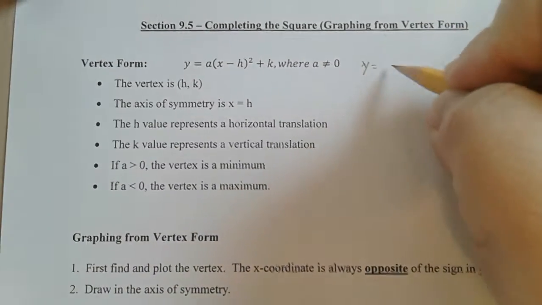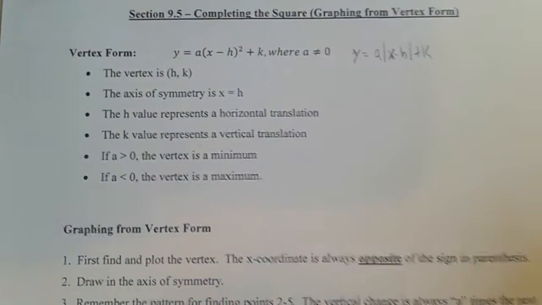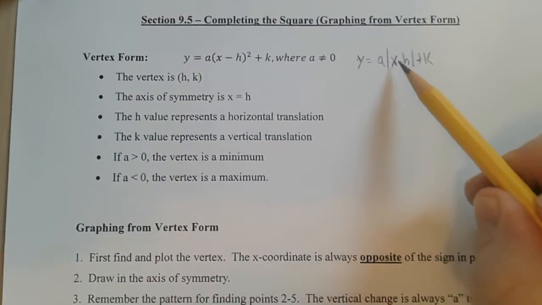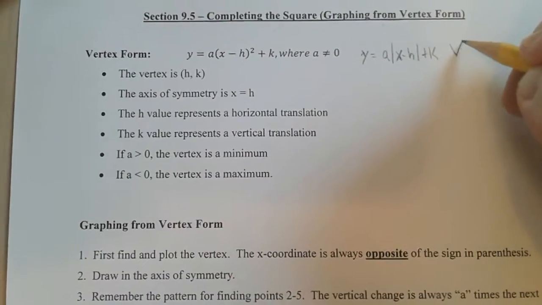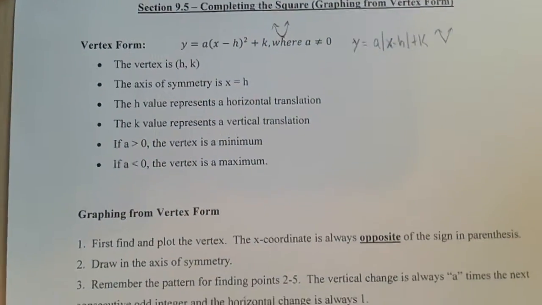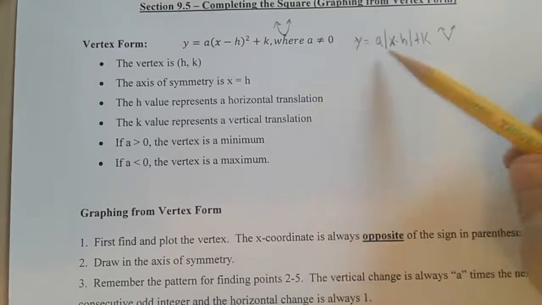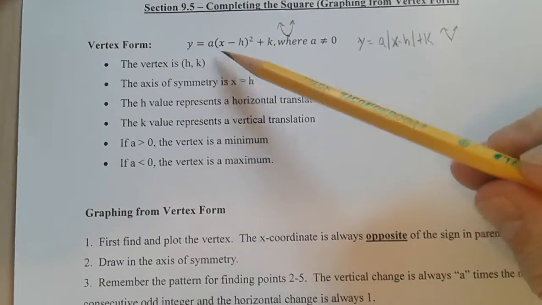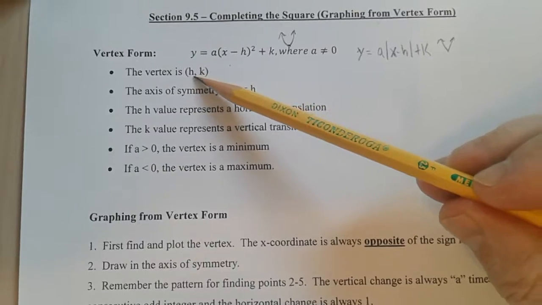Now, this is very similar to the form that we graphed absolute value from, y equals the absolute value of x minus h plus k. And we know the graphs are very similar because the absolute values get us the v's, where the quadratics will get us the u's. So there are some similarities. You're going to see when we get down to the steps for graphing that there are a lot of similarities between these two forms. So the vertex is given to you in this form, which is nice. When we get down to the steps below, it's going to make it a little easier to graph.